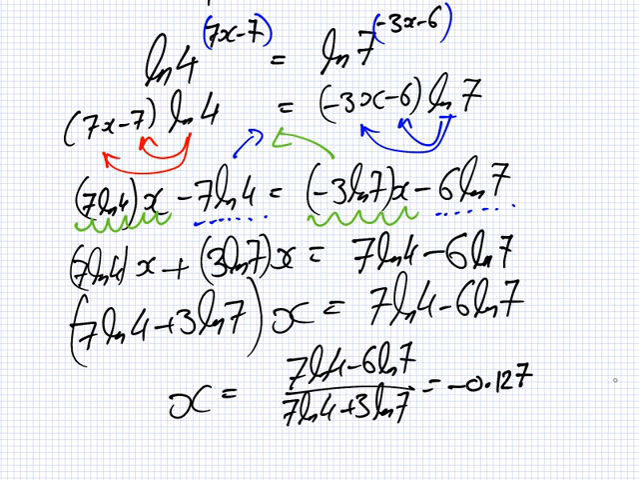Is that right? Yeah, it's okay. Let's double check. Oh yeah, I rounded a bit more. Oh, the question says 2 decimal places, so I should really say minus 0.13.